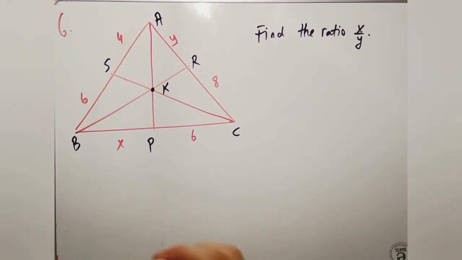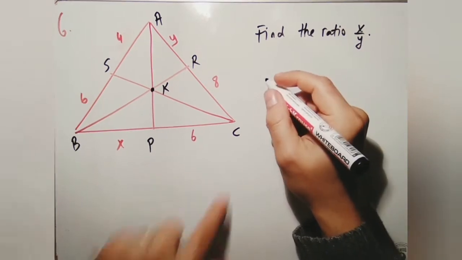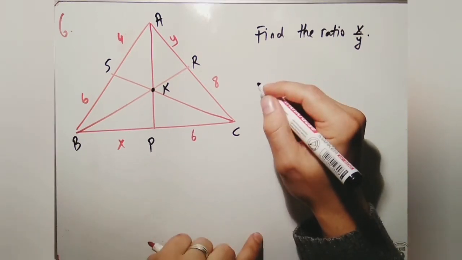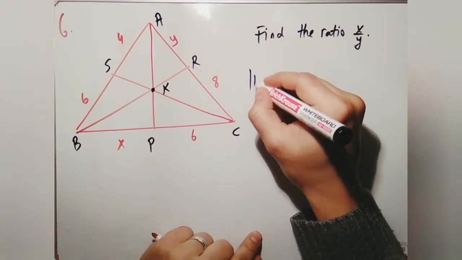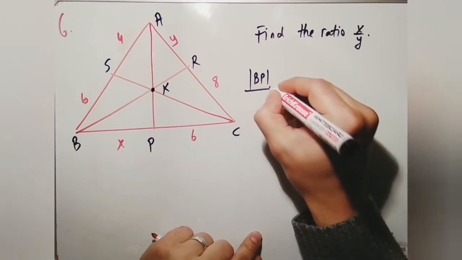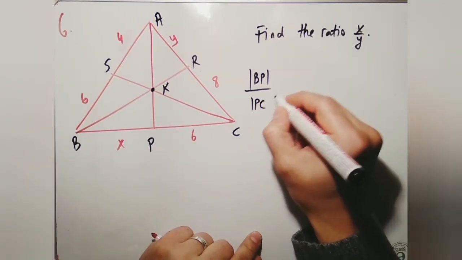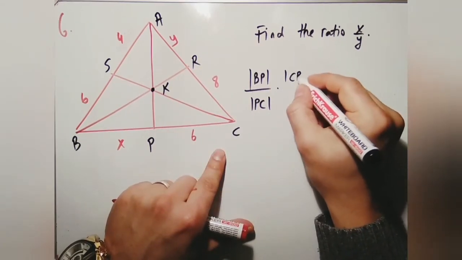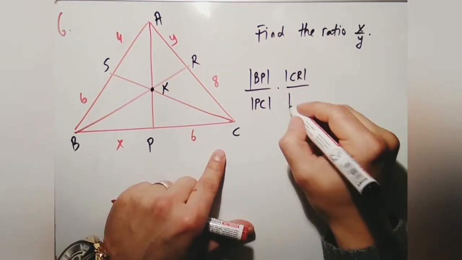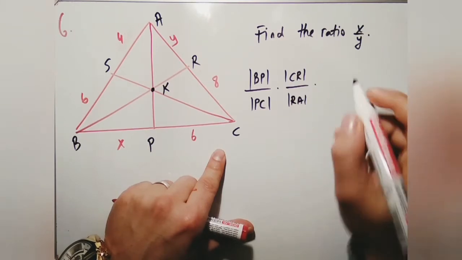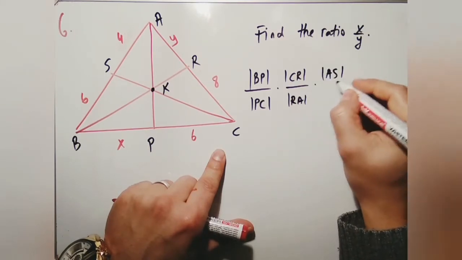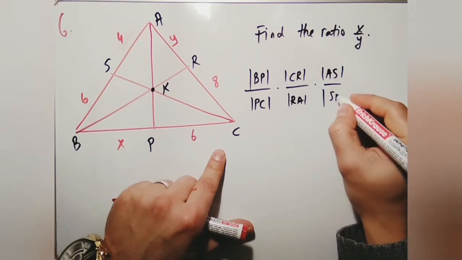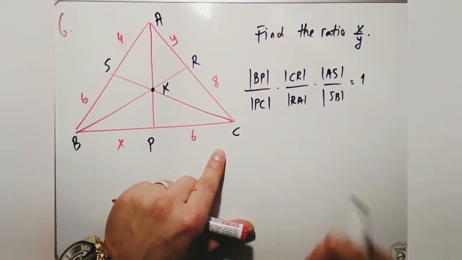By Ceva's theorem, I will write BP over PC times CR over RA times AS over SB is equal to 1.